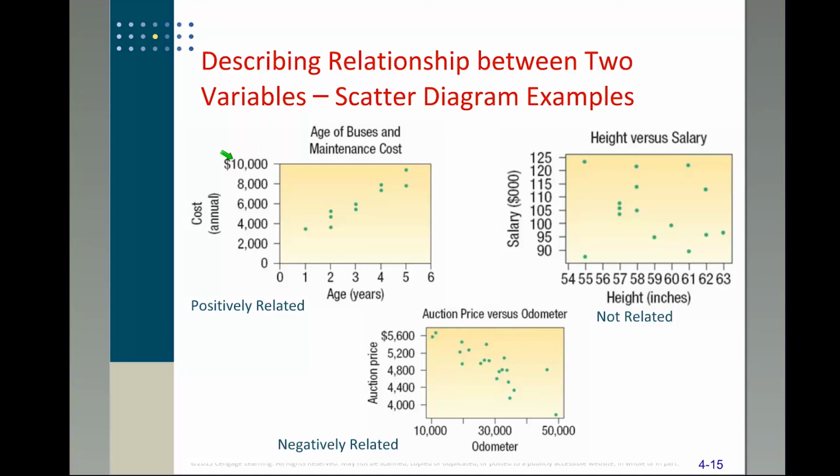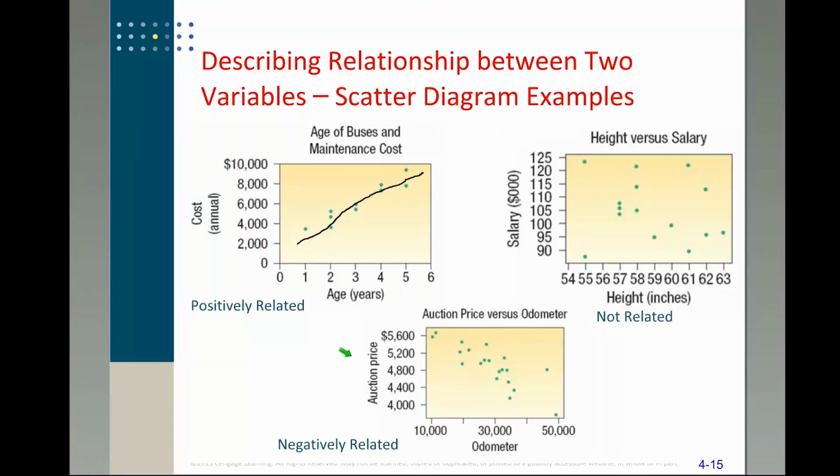Okay, so apparently the scatter plot also shows that age and cost are related because we do see a roughly upward trend. We call these two variables positively related.